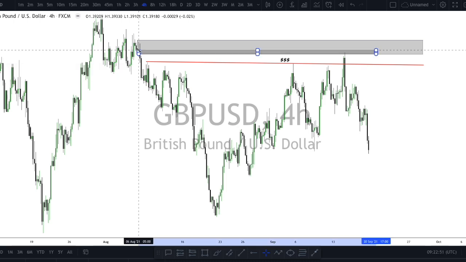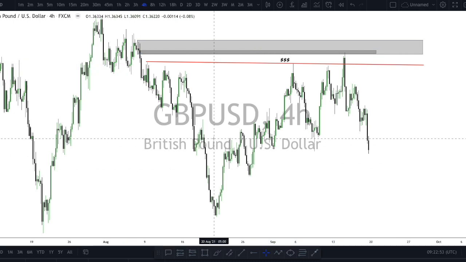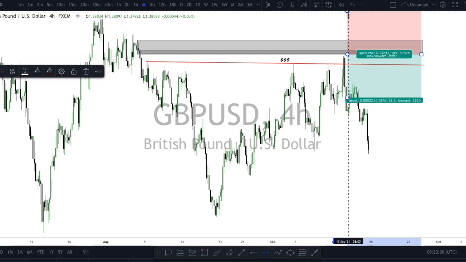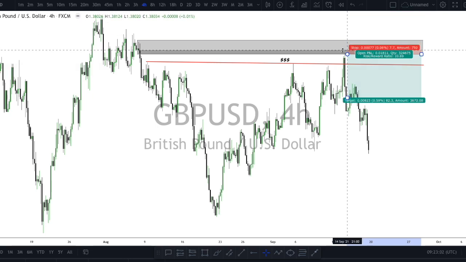I'm not going to do that on this particular video, as you can see. So that is where my entry was. I catch an entry from here. My stop loss was this. My entry was this area.